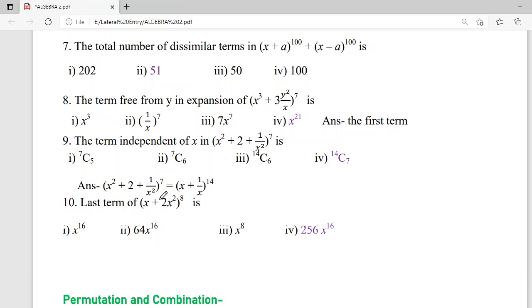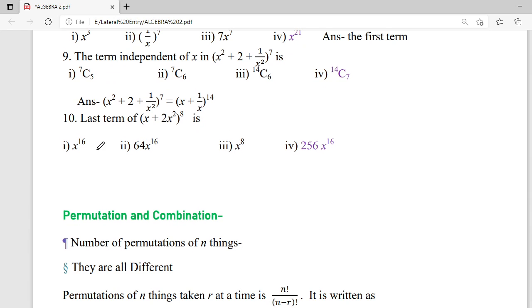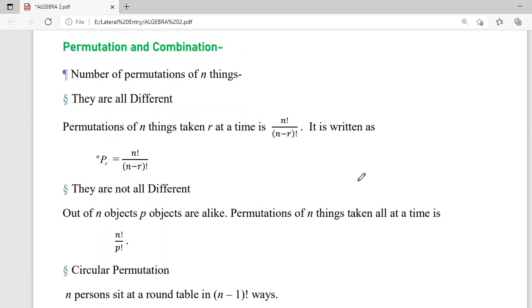So this one is (x + 1/x)^2 = x^2 + 2 + ... So this is (x + 1/x) whole square, and so it is 2 into 7 is 14. So this last term of this one is this one. It is simple. Then permutation and combination.